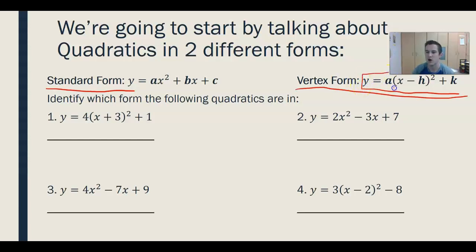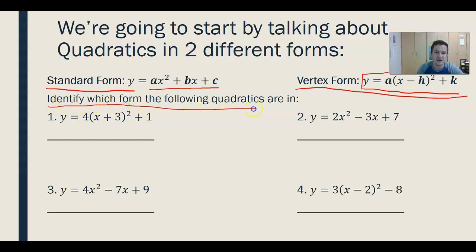We're going to call this the vertex form of a quadratic function. If I have ax squared plus bx plus c, that's standard form. If I have a, and then x minus h, some number in parentheses squared, plus some number on the outside, that's going to be vertex form.